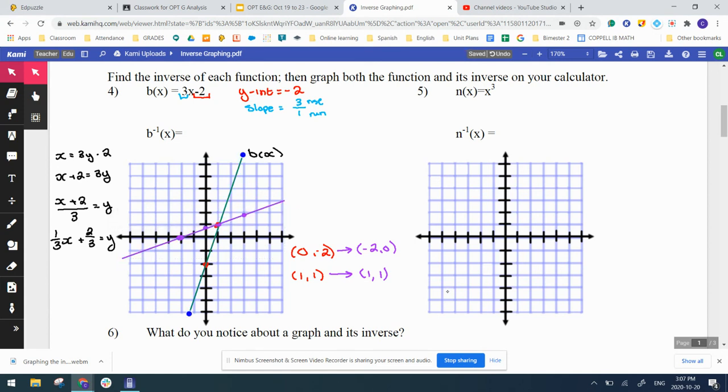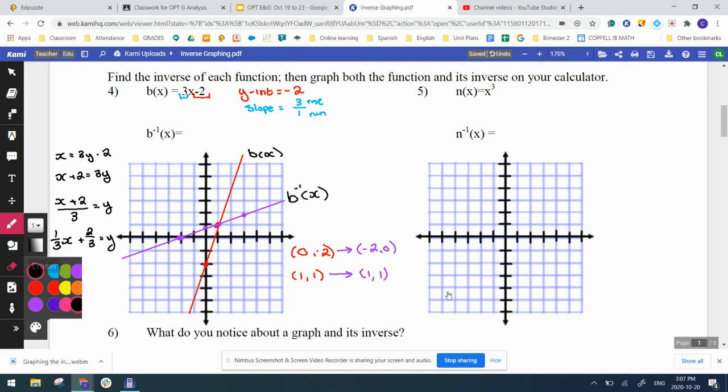And there we go. There's the graph of our function. And now we have the graph of our inverse function being b^-1 of x. And I should write this in proper notation as well. b^-1 of x.